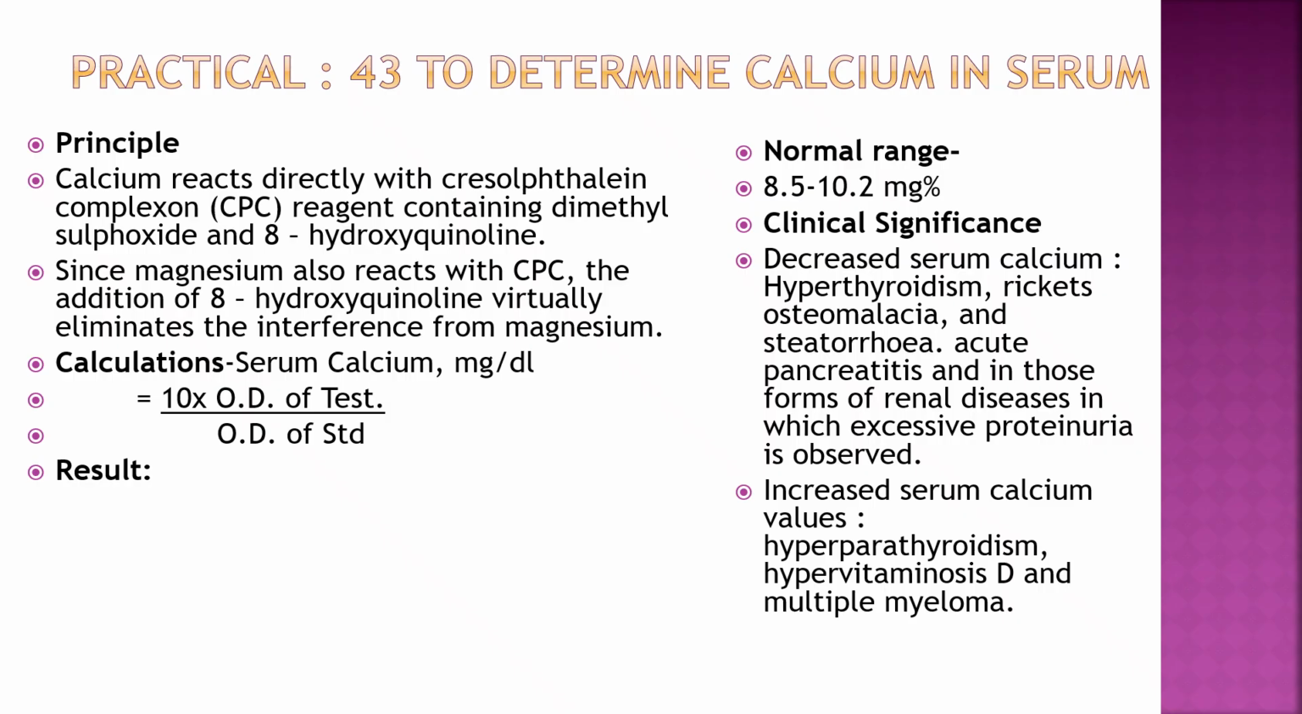Determination of calcium in serum. Calcium reacts directly with the chrysophthalin complex and forms the color, and then OD is taken. Three test tubes taken, test, blank and standard, and reagent is added. Then sample is added, given according to the kit insert, and after incubation, the OD is taken. Formula: OD of test divided by OD of standard into concentration of standard, that is 10. Normally calcium is 8.5 to 10.2. Decreased calcium is seen in hyperthyroidism, rickets, osteomalacia, and increased calcium is seen in hyperparathyroidism, hypervitaminosis D, and multiple myeloma.